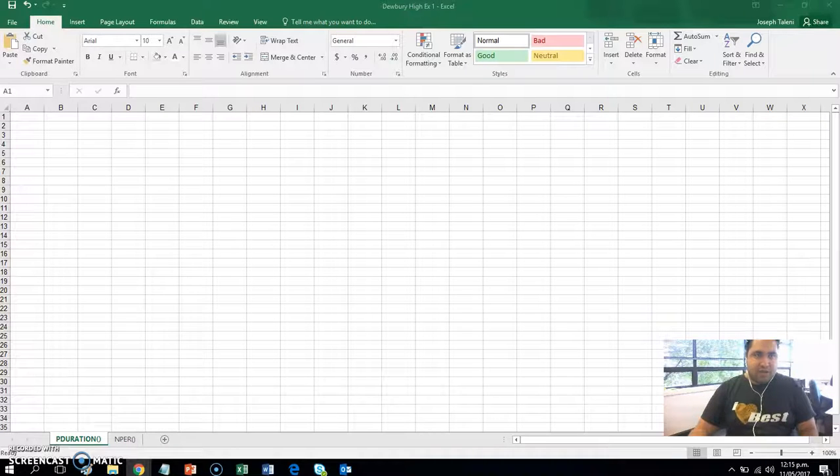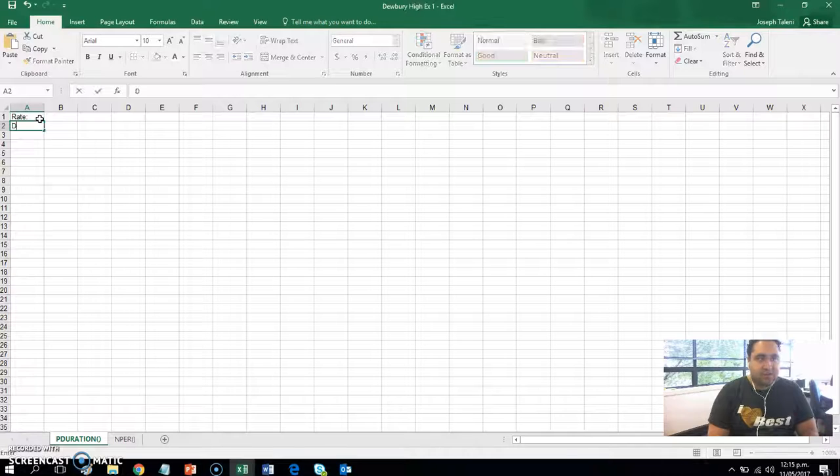What we normally need to do is set up a template for this. So we're going to look at rate and deposit, and then we're going to set a goal and a period. The period is what we're trying to calculate here with this formula.